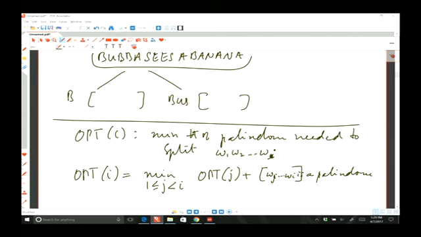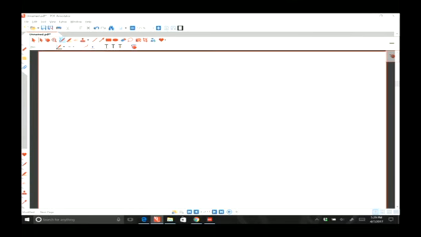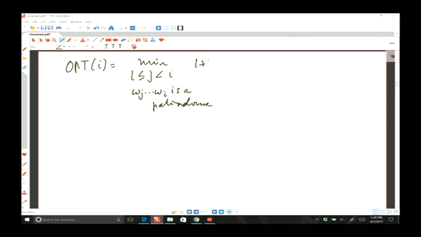If that is a palindrome, then you look at opt of j, right? Okay, maybe this is not a good way of writing it. Let me write it again. So you write it like this. Opt of i is min over 1 less than j less than i, such that w_j to w_i is a palindrome, of 1 plus opt of j.